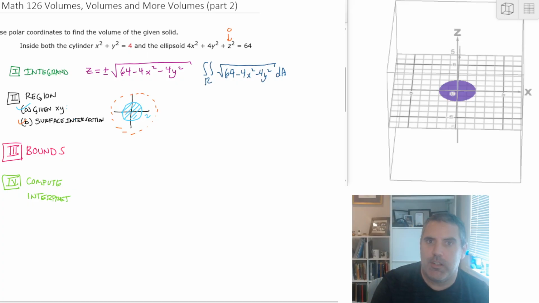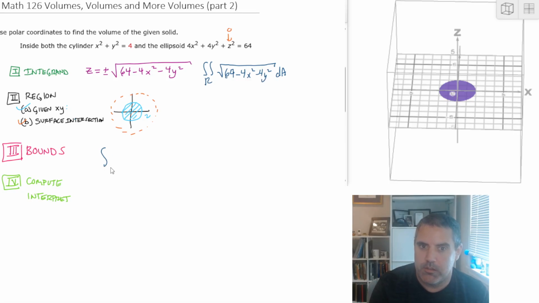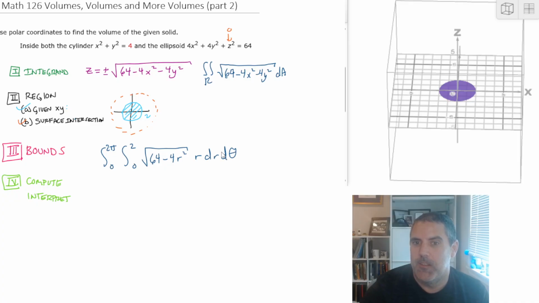So that's it. Like, I don't even have to think anymore. I'm just going to start setting it up. So I'm going to say the integral. I'm going to use polar. It's going to be all the way around, so 0 to 2 pi. The integral from 0 to 2. And then I'm going to do the square root of 64. Now, x squared plus y squared is r squared, so we can just write this. r dr d theta. And then we'll compute and we'll interpret.